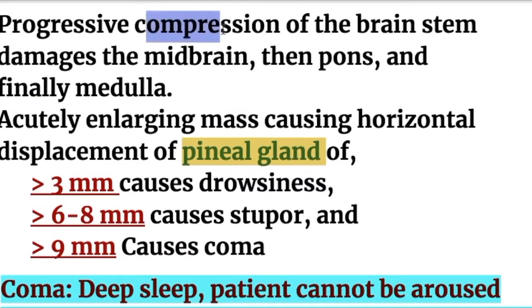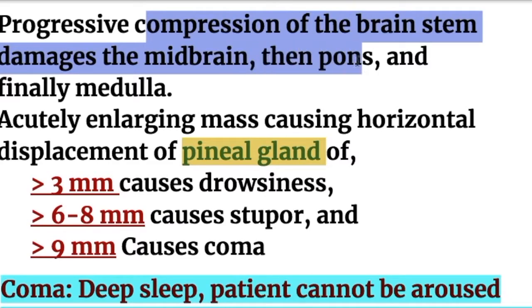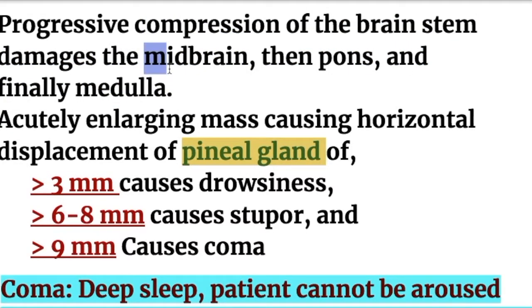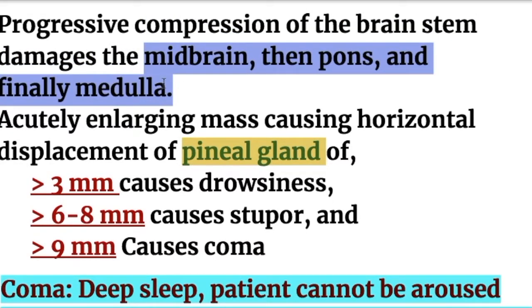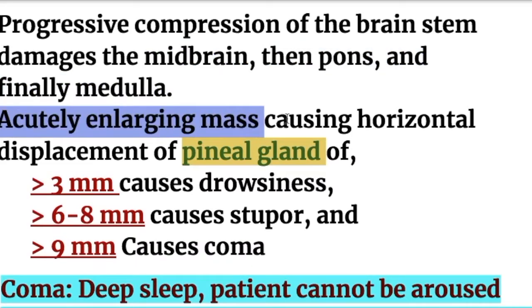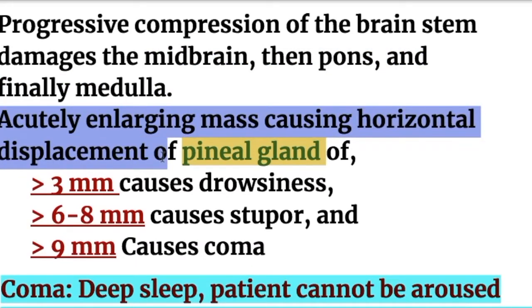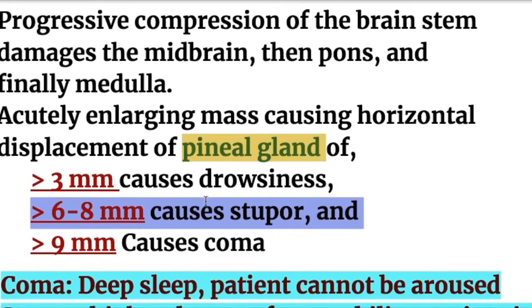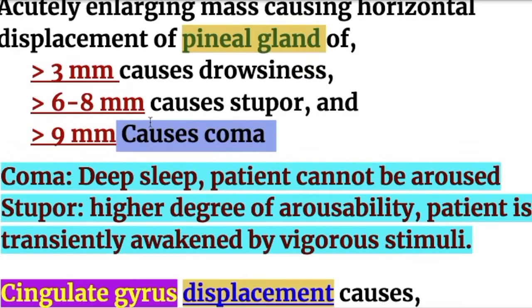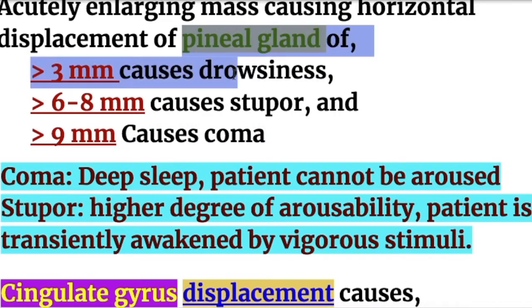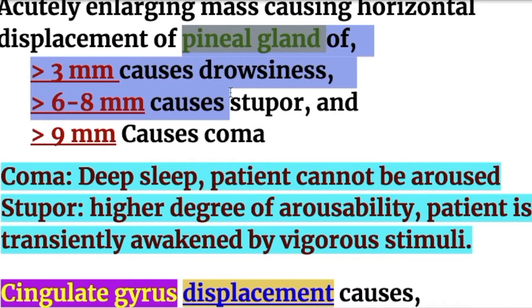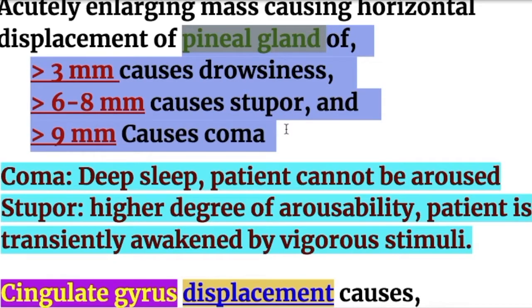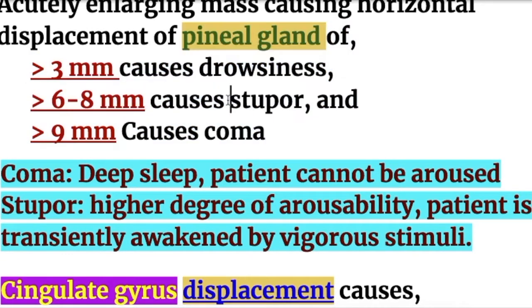Progressive compression of the brainstem damages the midbrain, then pons, and finally medulla, and then it herniates, causing respiratory arrest. An acutely enlarging mass causing horizontal displacement of the pineal gland of more than 3 mm causes drowsiness, more than 6 to 8 mm causes stupor, and more than 9 mm causes coma. So what's the difference between stupor and coma?